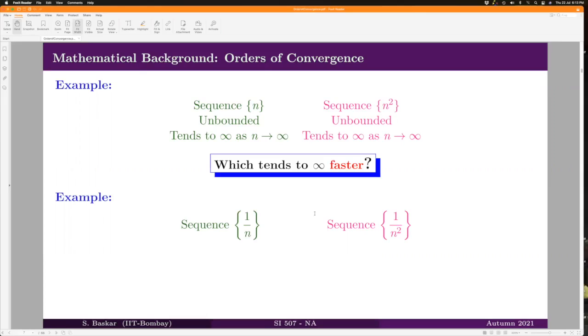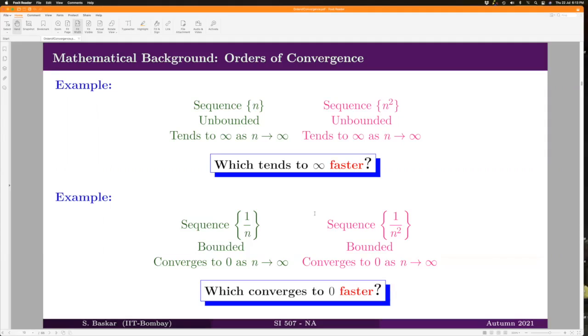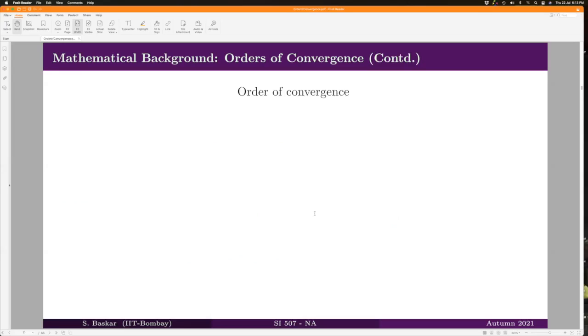Let us take another example. Take two sequences, 1 by n and 1 by n square. Both are bounded sequences, and we know that both tend to 0 as n tends to infinity. Again, if I ask you the same question, which one tends to 0 faster than the other? Well, you can immediately say that 1 by n square tends to 0 faster than the sequence 1 by n. So once you have these ideas in mind, we are almost through with order of convergence.